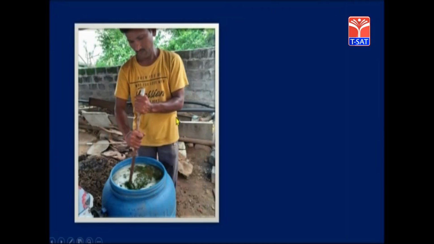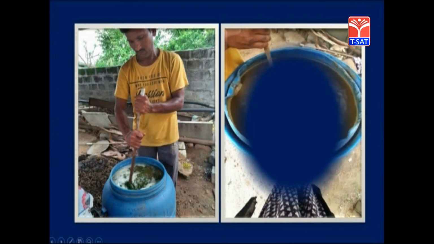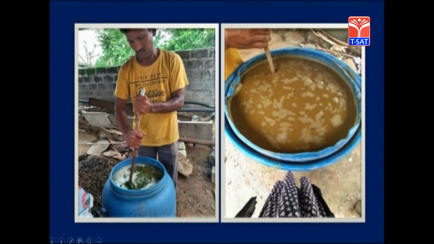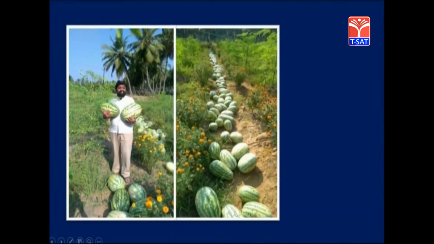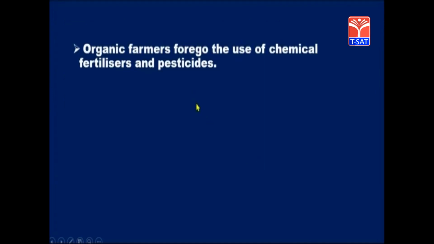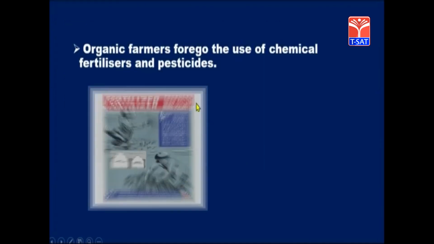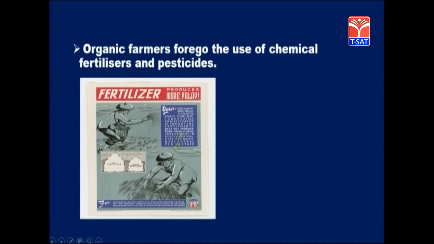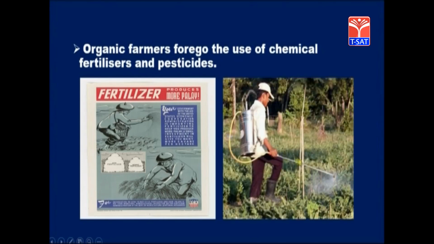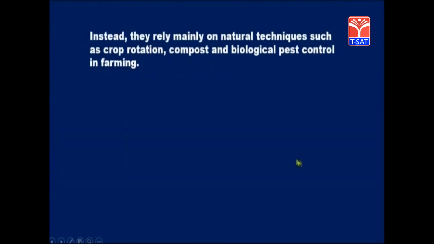So, look at this. For organic farming, instead of using chemical fertilizers and pesticides, natural methods are being used. How the manure is prepared: there are different methods for that. So, this is the produce made by using organic methods. Organic farmers forego the use of chemical fertilizers and pesticides. So, they are not using these, they have to give up the fertilizers and pesticides. This is the spraying of pesticide.